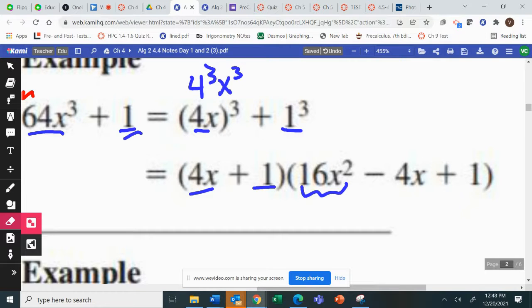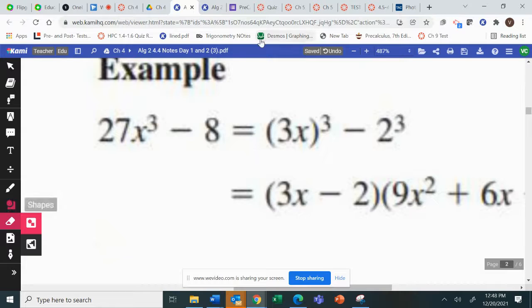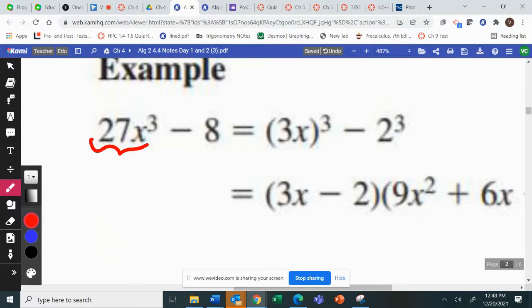There isn't always both. And then this one down here, same way, only this one starts out as minus. So we will find that 27x cubed is 3 cubed and x cubed. And then minus 2 cubed, or you could say plus negative 2 cubed.